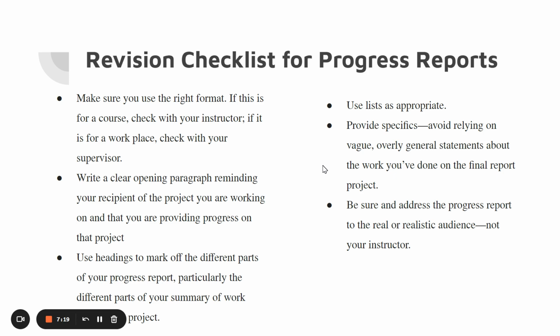Make sure you're using headings to mark off the different parts of the progress report. It just makes it easier to follow. Use lists if appropriate. And then provide specifics. Don't be vague. Be specific with your details. And then address the real or realistic audience, not me. You are not writing to me. You are writing to Casey Househit, letting Casey know what happened to her house.